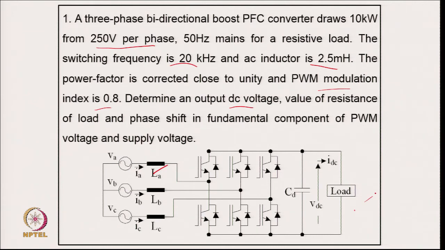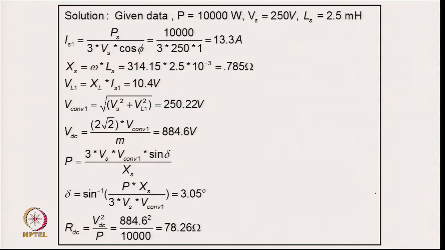So, this is the typical circuit for this converter, which can have a bidirectional power flow. Coming to the calculation part of it, we have 10 kilowatt, 10,000 watt, and phase voltage 250 volt with the interfacing inductor 2.5 millihenry.